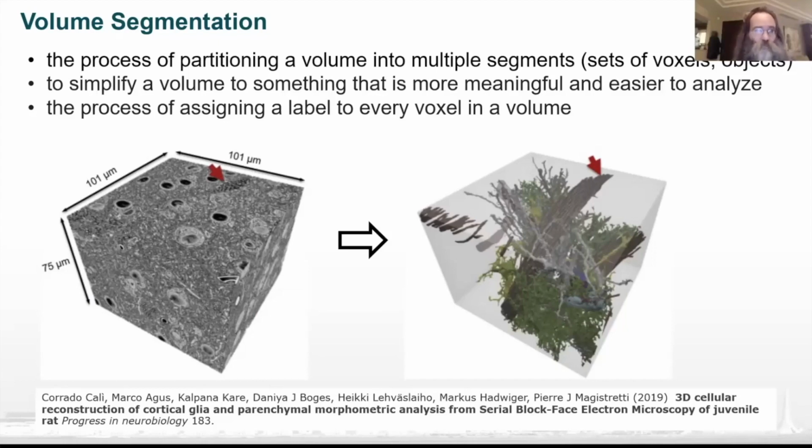In the end, it means that you want to assign a label to every voxel in a volume. The original volume is probably given as grayscale, with lots of different values. And in the end, you want to have just a few values, like the number of objects you have in the volume. That's what you do when you segment the volume.